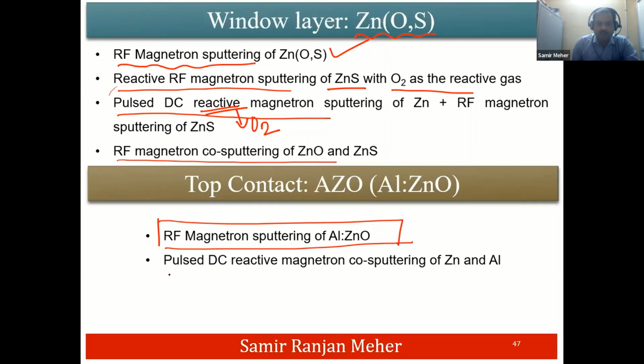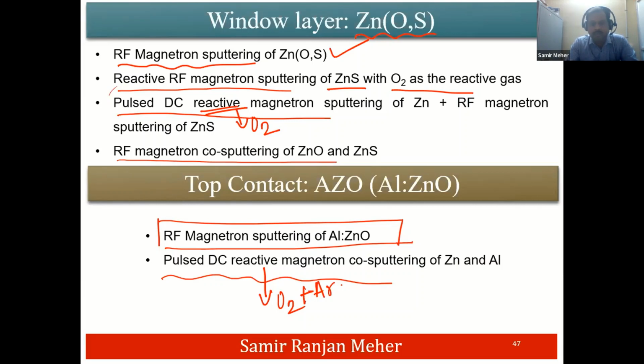Otherwise, you can go for a pulsed DC reactive magnetron sputtering of zinc and aluminum in the presence of oxygen plasma, oxygen plus argon plasma. You can go for it. So this is just a small example through which you can fabricate the entire solar cell through the vacuum-based deposition technique.